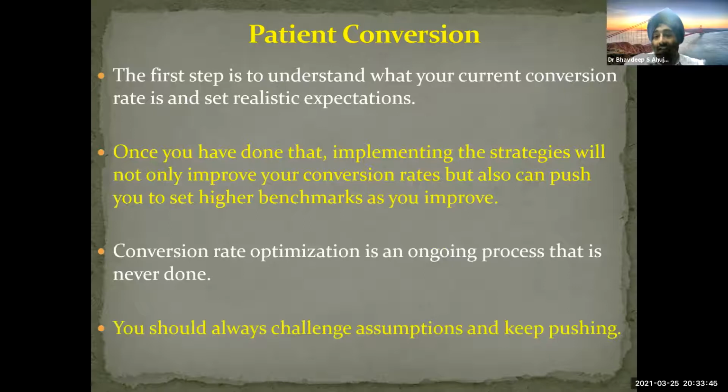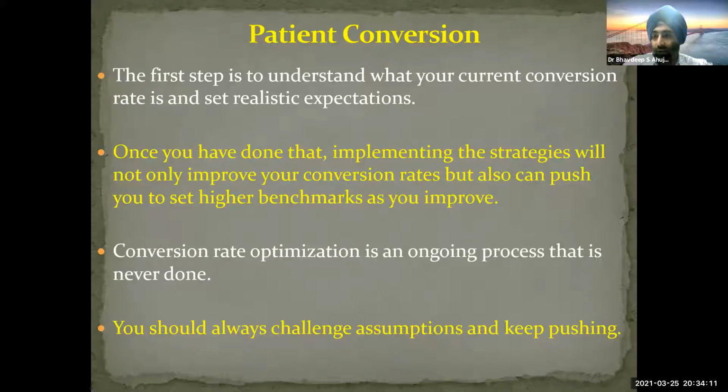So again, what is the first step? I will go back to the basics. The first thing is where you are and where you want to go. My favorite line. So what is your current conversion rate? Then set realistic expectations. If your current one is 30 out of 100, you can't immediately jump to 70 or 80 out of 100. That is phenomenal if you can do that, but it is actually not possible.